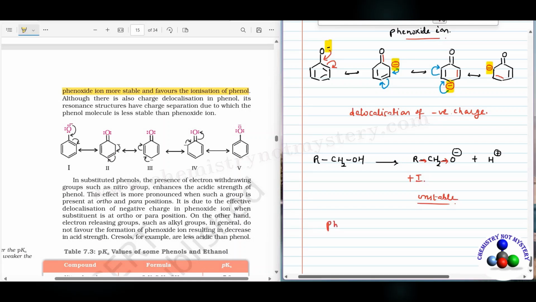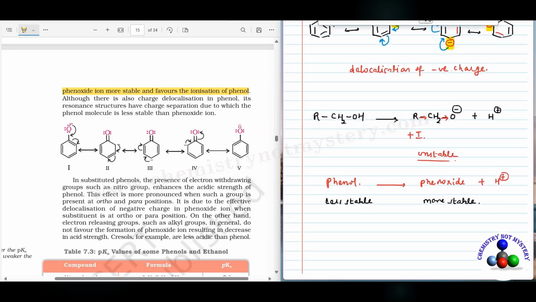So here, when you compare, phenol, when it ionizes, will form phenoxide and H plus ion. So here it is written that phenoxide ion is more stable by the delocalization of charge, and phenol is less stable because of separation of charges. As phenol is less stable, it favors the ionization, or the removal of H plus ion.